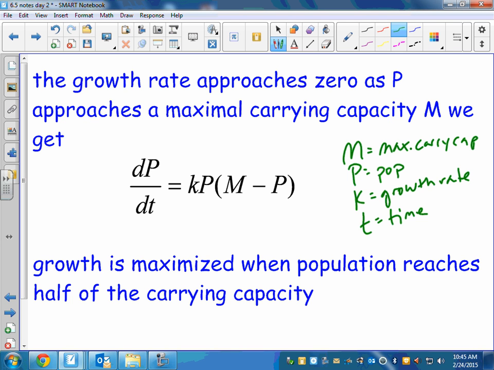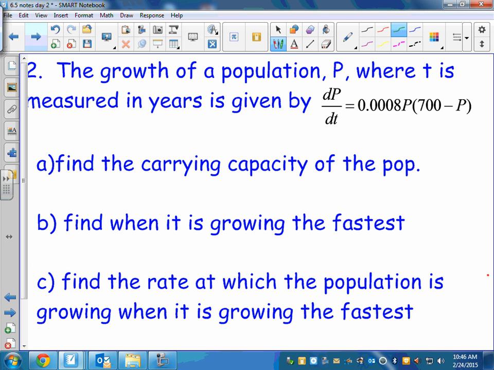So really, there's a couple questions I gave you on your homework today that if you know what this stuff means, then these problems are super easy compared to the problems that you had to do for yesterday, or maybe that you have to do tonight. They're going to give you an equation with this stuff filled in, right? It says the growth of a population P, where T is measured in years, is given by this derivative, basically. dP over dt equals 0.008 P times 700 minus P. Find the carrying capacity of the population.